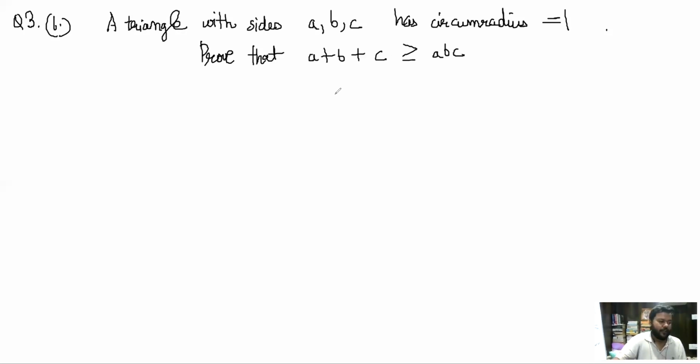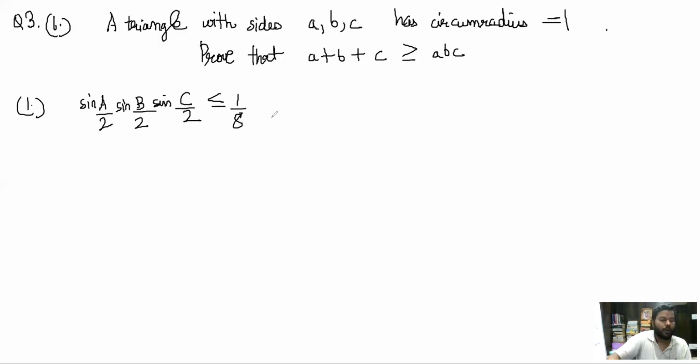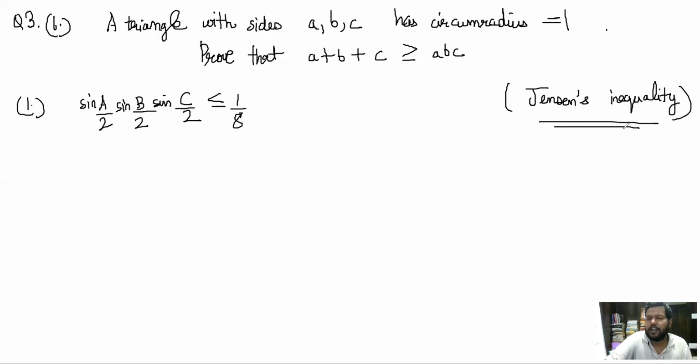This is a fairly straightforward question. We will be using the basic identity that we know for triangles: sin(A/2) sin(B/2) sin(C/2) is less than or equal to 1/8. Equality happens for equilateral triangles, and this inequality is true for all triangles. The proof of this can be done by Jensen's inequality. You should check out some of the other videos on this channel; I think I have done this before. You can check it out, or any standard book, to see why this is true. So we'll be using this inequality here.